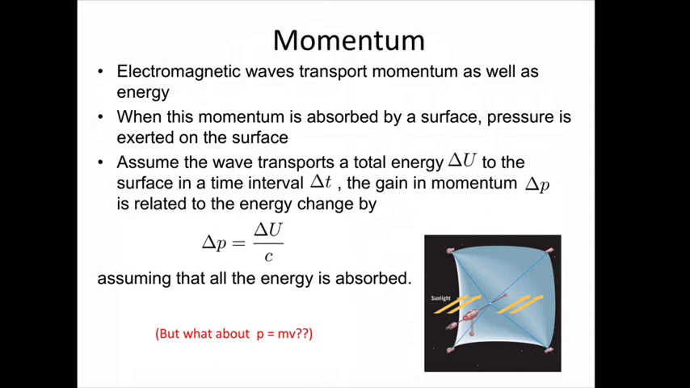So, a light wave carrying an amount of energy, delta U, to a surface in a time interval delta t, if it is all absorbed by that surface, will give it an amount of momentum that we'll call delta p. That is equal to the energy divided by the speed of light.